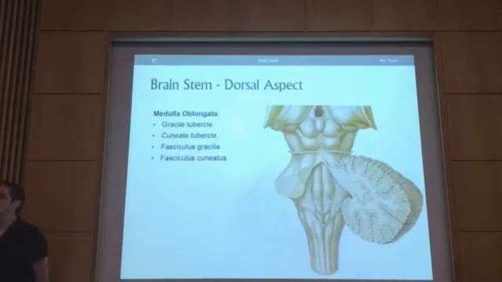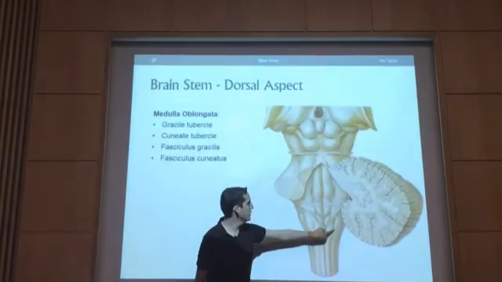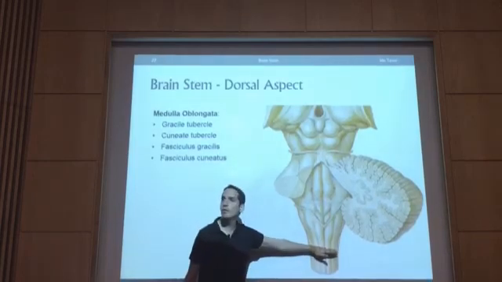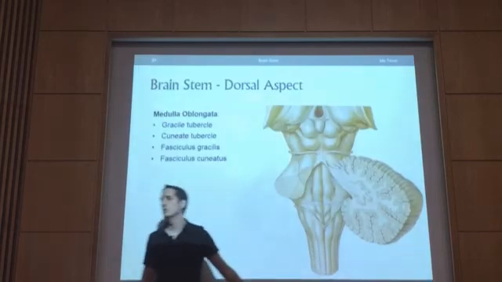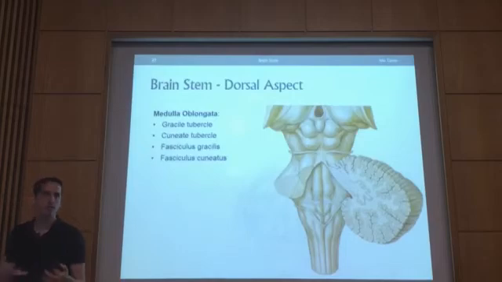So it's a semantic difference. In the picture, this region is the tubercle. This is a part of the medulla, and starting from here, it's already the spinal cord, and then you have the fasciculus. Did you know the meaning of the word fasciculus?